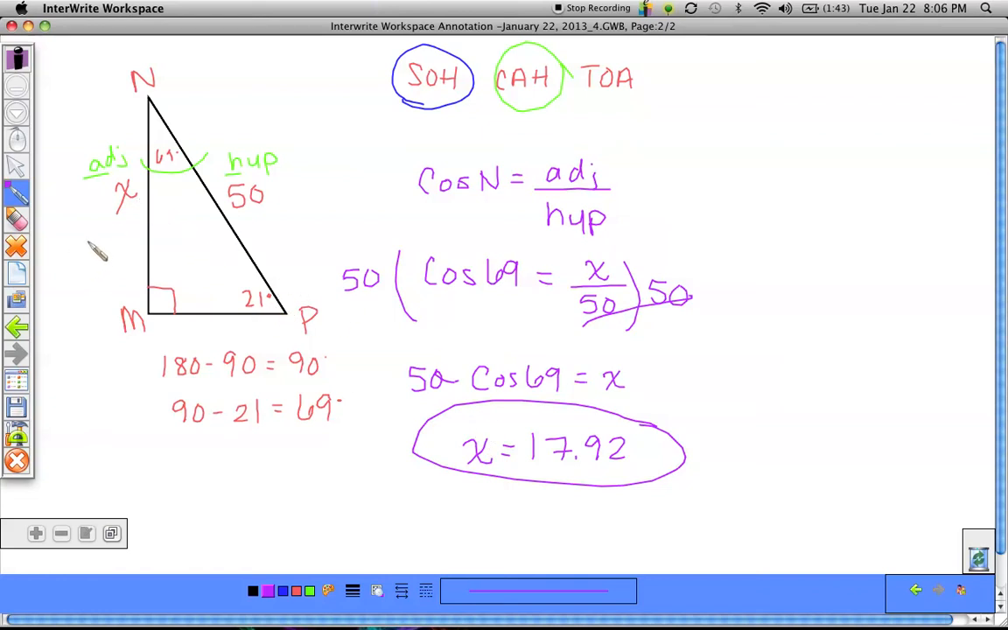And that's because if this side length is 17.92, it will be 17.92 no matter how you solve for it. So this is a great way of checking yourself when you're doing your homework or on a quiz, by solving for it multiple ways. That way you make sure that you're getting the right answer both times.